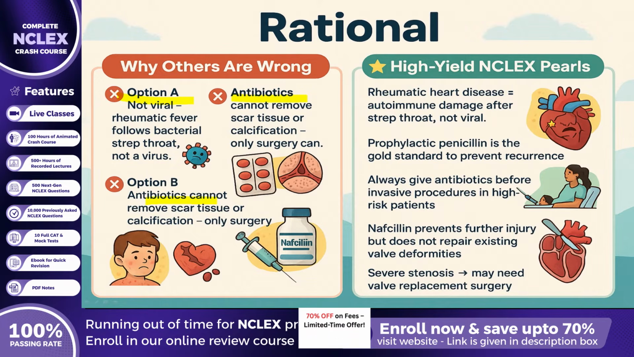Here is a set of high-yield NCLEX pearls to remember. Rheumatic heart disease stems from repeated streptococcal infections, not from viral illness. Daily or monthly prophylactic penicillin therapy is crucial in preventing recurrence and subsequent immune-mediated injury. Prophylactic antibiotics are also recommended before invasive dental or surgical procedures in these clients.